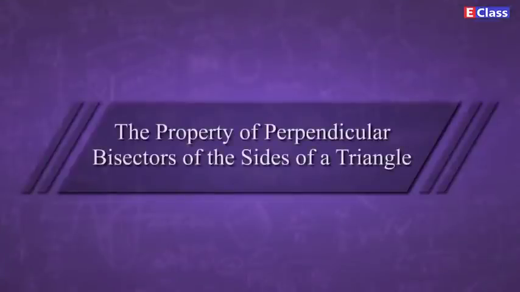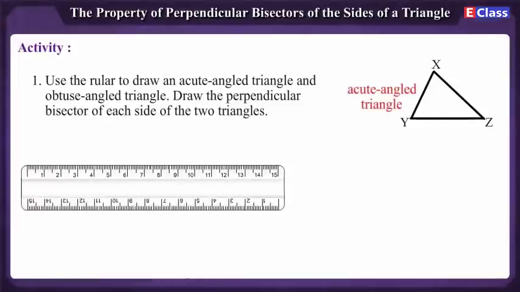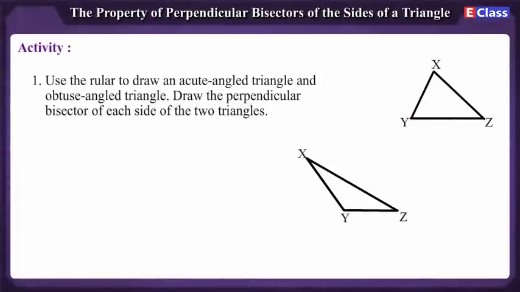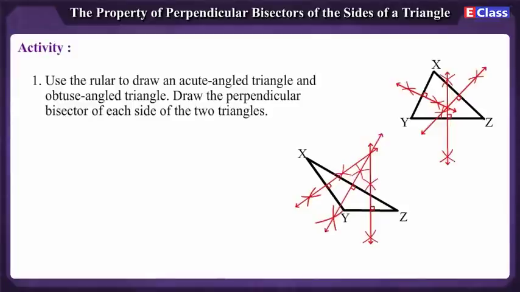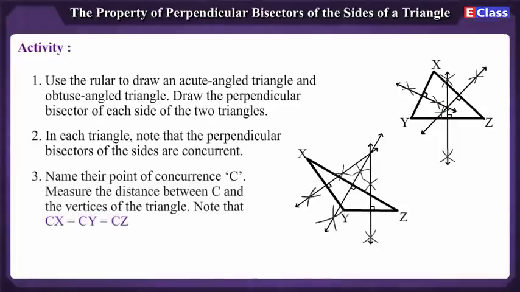The property of perpendicular bisectors of the sides of a triangle. Activity. 1. Use the ruler to draw an acute angled triangle and an obtuse angled triangle. Draw the perpendicular bisector of each side of the two triangles. 2. In each triangle, note that the perpendicular bisectors of the sides are concurrent. 3. Name their point of concurrence C.